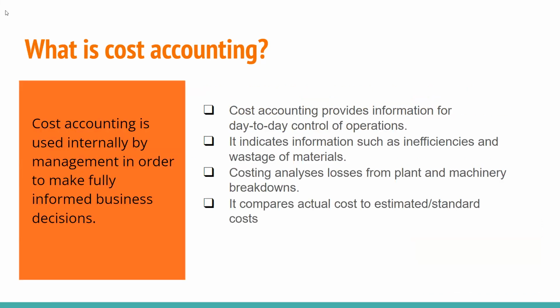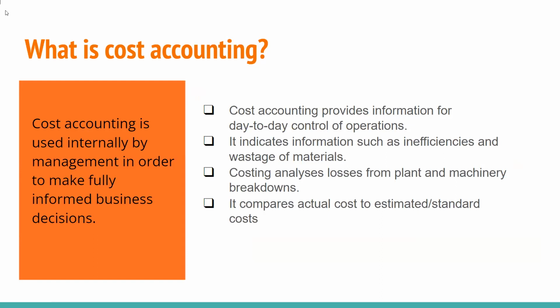So cost accounting, just like management accounting, is used internally by management and helps them make informed business decisions. It usually provides information about your day-to-day control of operations. It indicates information such as inefficiencies and wastage of materials. It analyzes losses from plant and machinery breakdown, when plant and machinery is not working. What cost is involved in that? Variable costs might not be incurred during that period, but there may be fixed costs that will still be incurred whether or not the plant or machinery is operational.